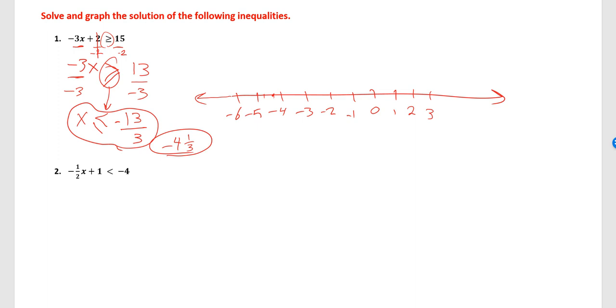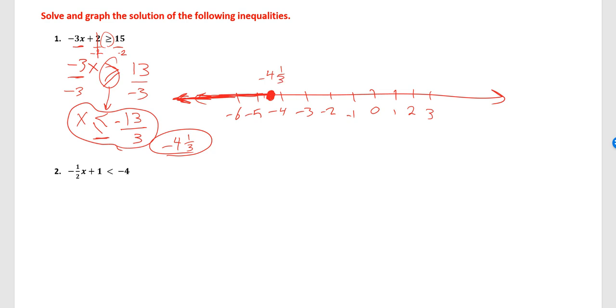Because we have here the less than or equal symbol. So we do include the -4 and 1/3, right? And we go to whatever values are smaller, we just keep going. Any value that's smaller than -4 and 1/3. Okay?